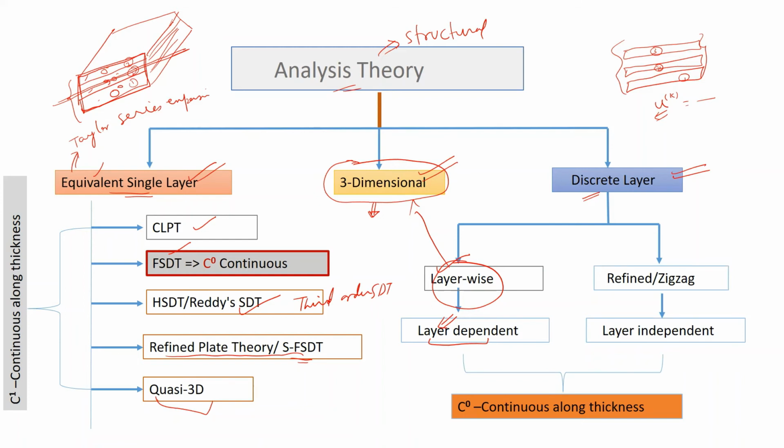So we have a very good alternative, and this is the zigzag theory. The zigzag theory was first given by Murakami, and by M. Di Sciuva, who were the pioneers. Di Sciuva gave it around 1983 and Murakami, I think, in 1981 or so. So they were the pioneers of this. Why it is named zigzag, we will see.